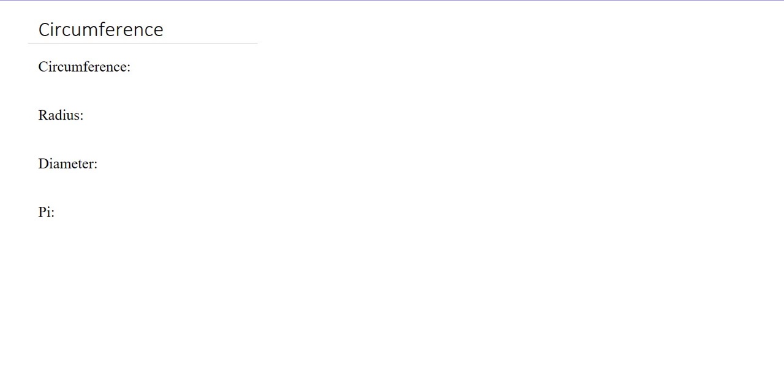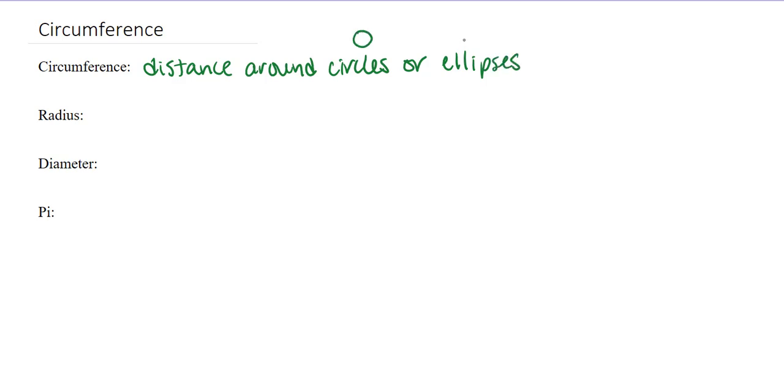Circumference. So the circumference is basically like the perimeter of circles and ellipses. Or another way to think about it, it's the distance around circles or ellipses. Right, so circles or ellipses.